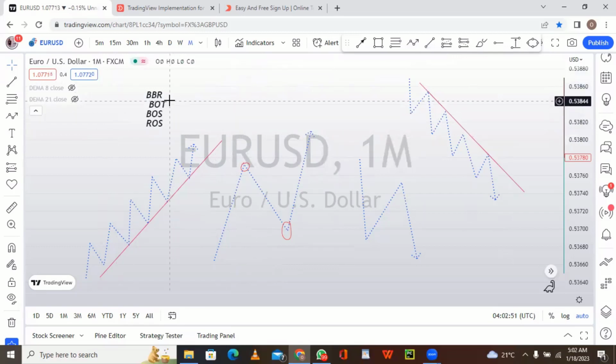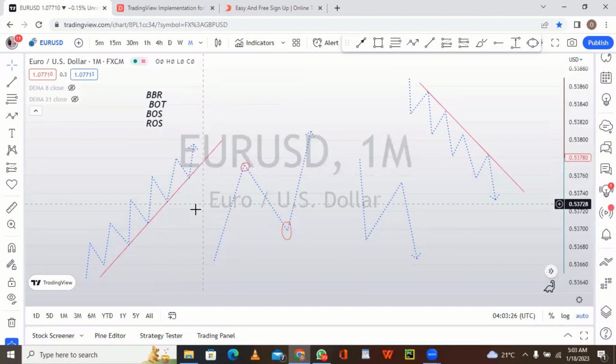Now, when you talked about BBR, like I said, the BOT you're seeing here simply means a break of trend, and the BOS simply means a break of structure, and the R is simply what? A retest to any of the broken structure. All right, so look at this bullish move. You see the market creating a series of higher highs, higher lows, higher highs, higher lows, and like I said, the characteristic of a bullish market is that it will continue to break structure to the upside, and it will continue to create a series of what? Higher highs and higher lows.